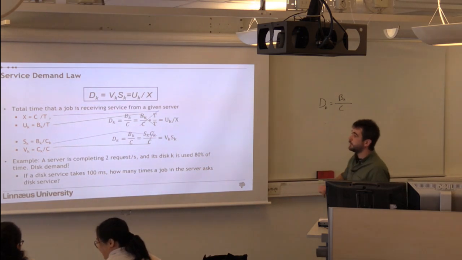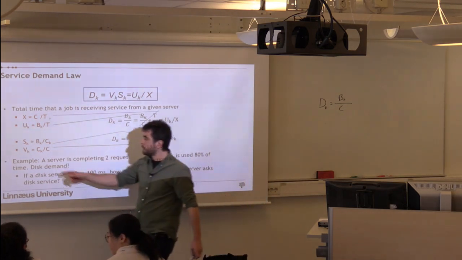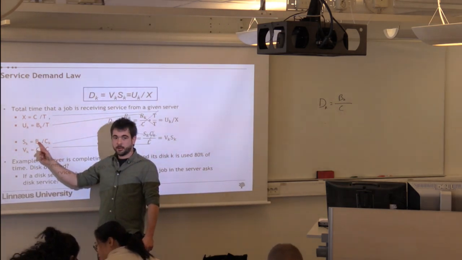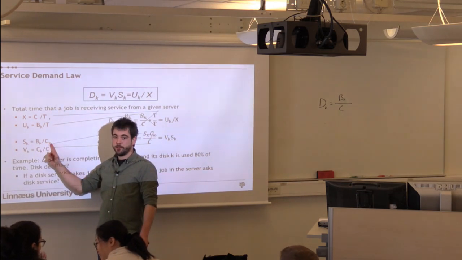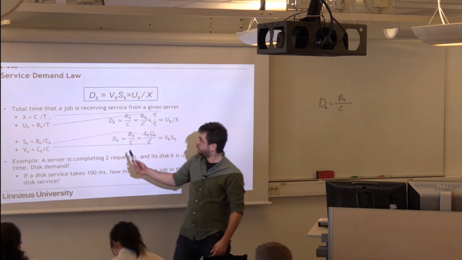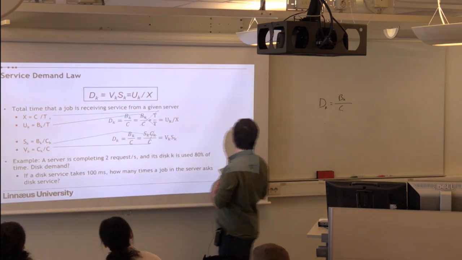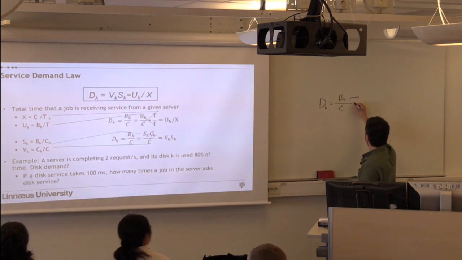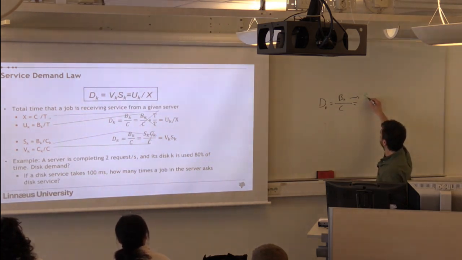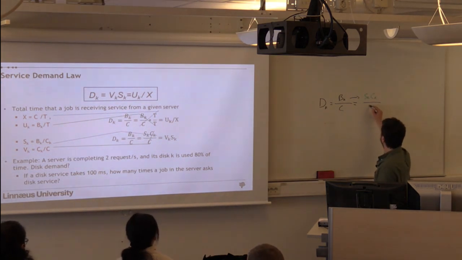If we have this definition, and before we saw that the service time is the amount of time that the center was busy divided by the number of completions in that center, we can substitute this B_k by the multiplication of S and C. So this changes to S_k C_k, and we are still dividing by C.